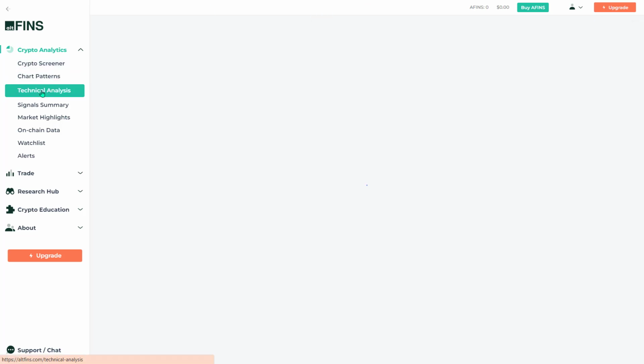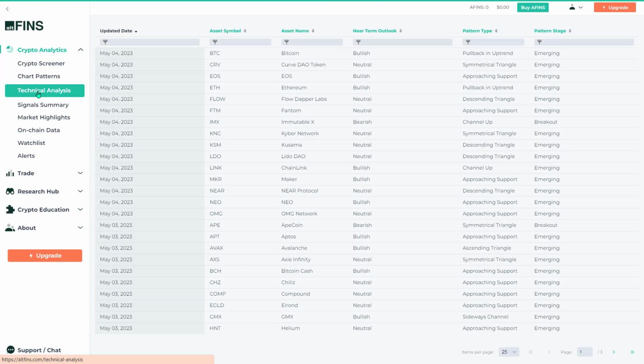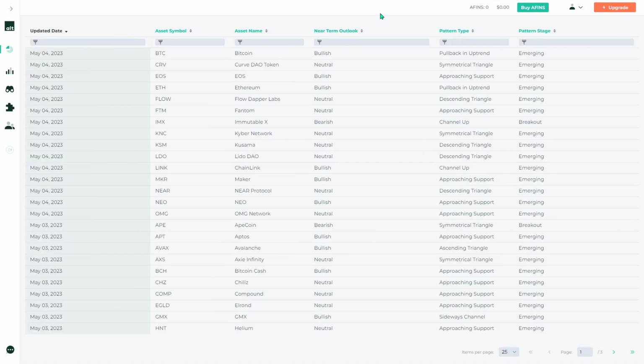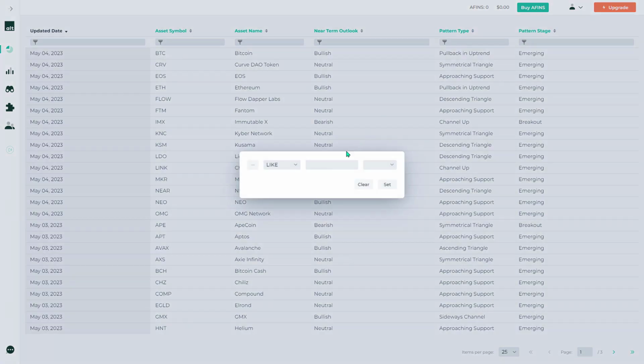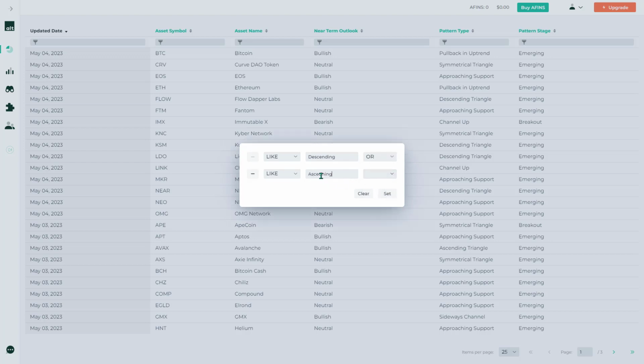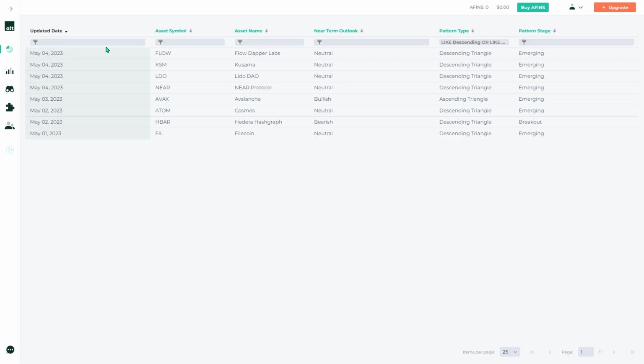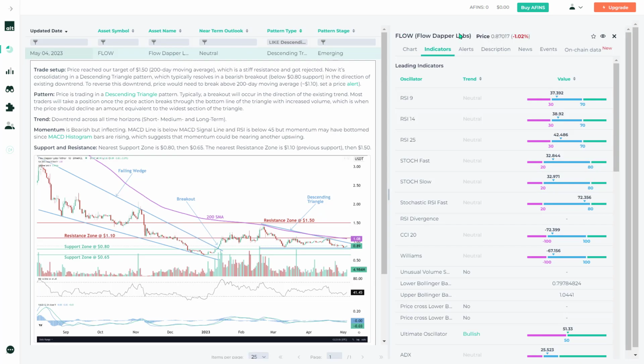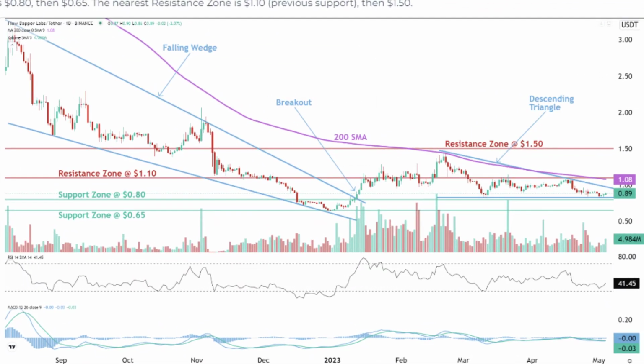Another place where you can find the trading patterns is under the technical analysis section, where we manually conduct technical analysis on about 60 top coins. Here you can either page through, or if you know what you're looking for, find specifically descending triangles. I'm going to also add ascending triangles as well, so we can compare them. So let's take a look. Here, first one on the list is Flow. The price is consolidating in a descending triangle, as you can see right here.